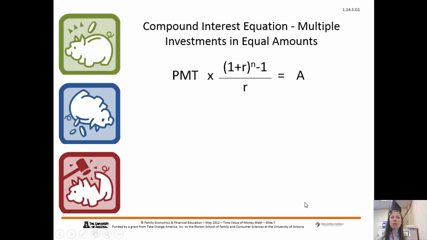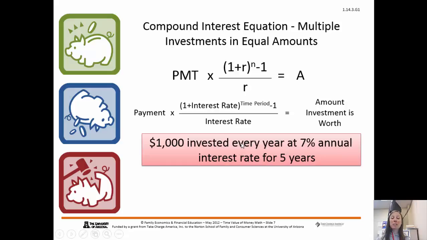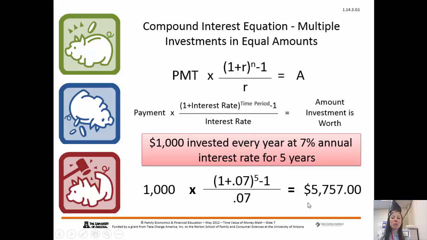Now here's the formula if there's multiple investments, and you can see the formula right here. I won't read it all to you, but if we use that same number again, if it's invested every year at 7% annual interest for 5 years, we're going to end up with $5,757. Now note this time we did invest $1,000 each year for 5 years, so we invested $5,000, but we earned over $757 in interest.